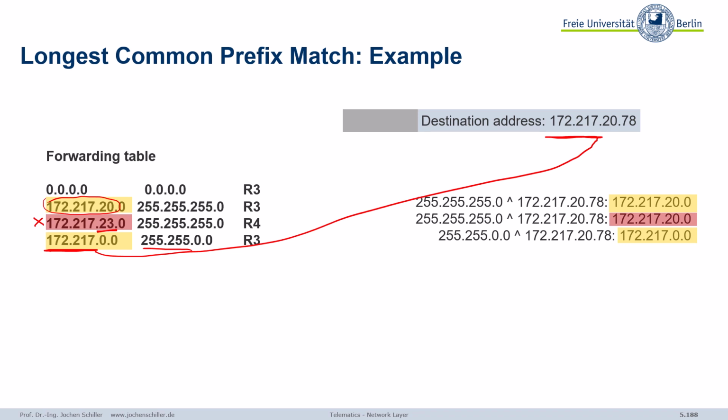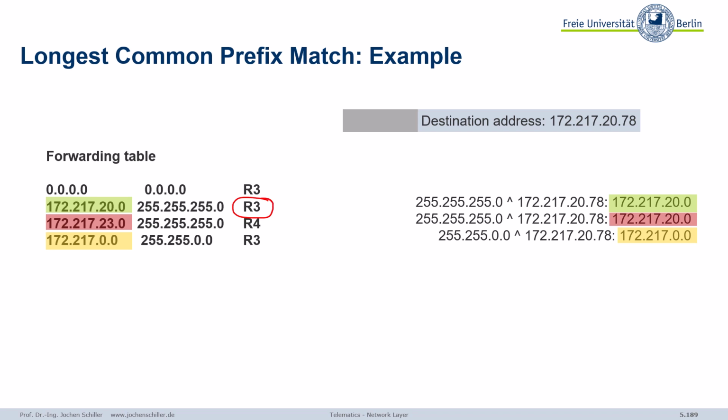And you can already imagine which one is the longer common prefix. It's the upper one, shown here in green. So 172.217.20, that's the longest common prefix match in this case. So we have one not matching, we have two matching, but we have one that is longer matching. So longest common prefix, that's the idea. This is why in this example, we pick this router for forwarding with the appropriate port.